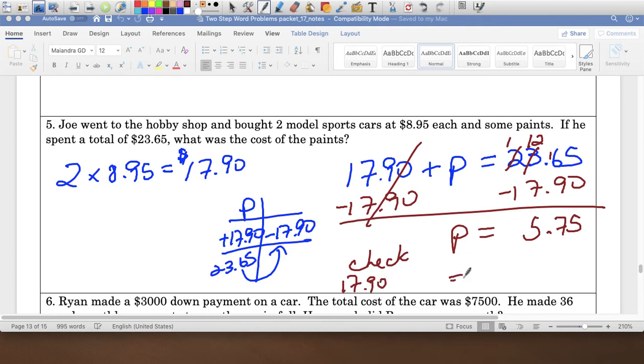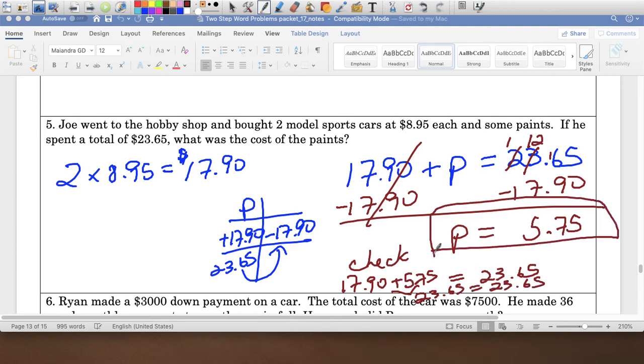17.90 equals 23.65, and you're going to add plus 5.75. If you add those two, does it give you 23.65? It does, which equals 23.65 on the other side. But as far as answering the question, the cost of the paint was $5.75.